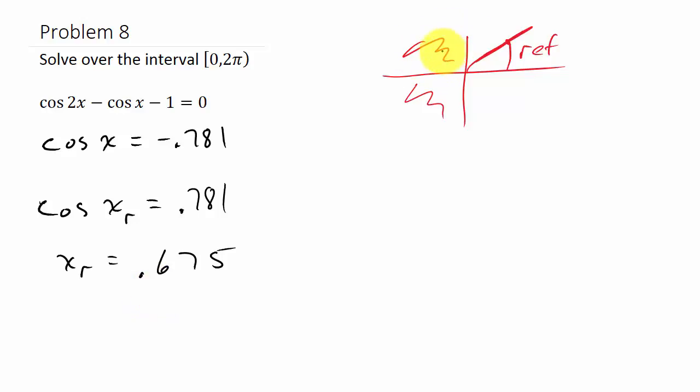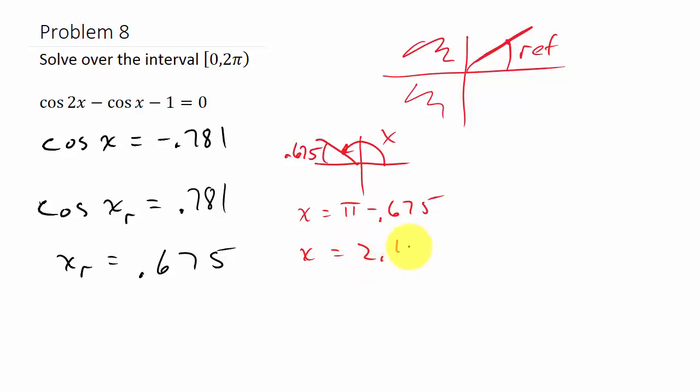Alright, so let's look at this. I've got my second quadrant angle I need to find. Here's my reference angle, 0.675. So x would be pi minus that angle, pi minus 0.675. So pi minus 0.675 is 2.467. So one solution, x is 2.467, and that's radians, remember that.